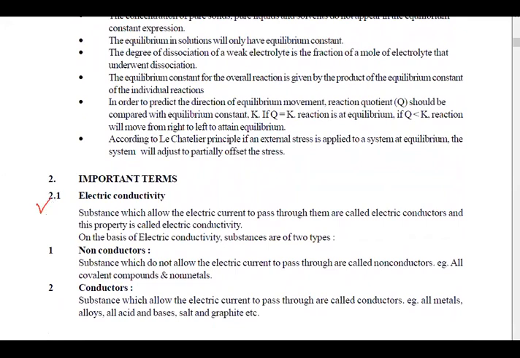It is the ability to conduct electricity. Now, when we talk about materials or substances, they are of two types: non-conductors and conductors, which we have studied since childhood. This is chemistry, so semiconductors will come under conductors only.